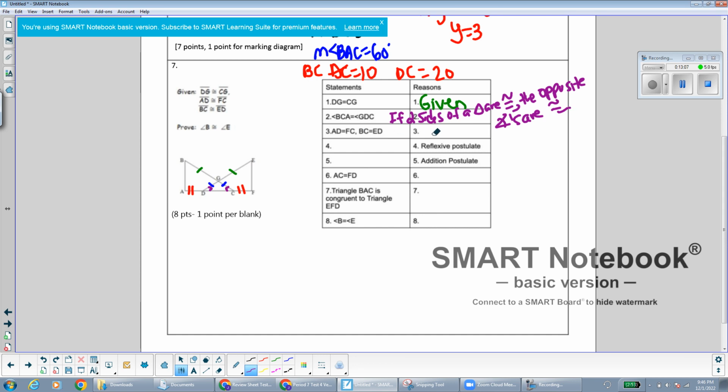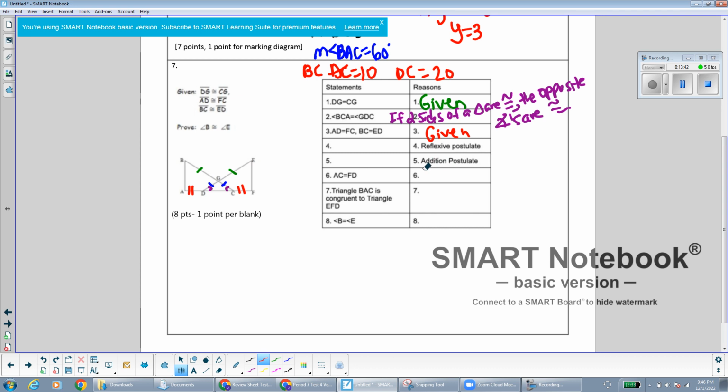Then we have the rest of our givens over here. And then we have to write down the reflexive postulate. So before I write down the reflexive postulate, because anything is congruent to itself, I want to make sure I'm writing down something that's going to be helpful in achieving my goal, in proving the big triangle is congruent to prove that angle B is congruent to angle E. So I want to make sure it's something that's important, that's helpful, and not just unnecessary. So looking down a step, I see that we're going to be using addition postulate.